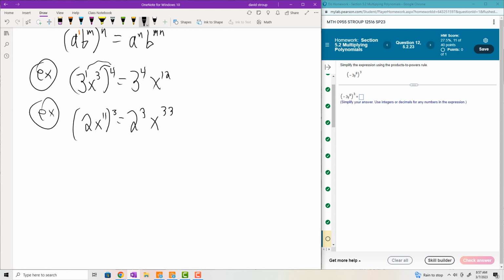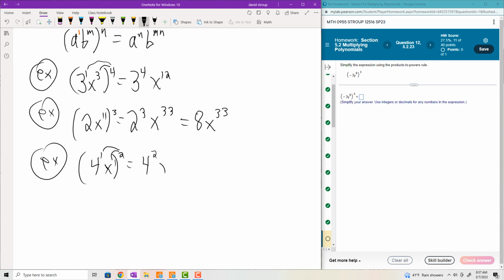So they want you to multiply it out when reasonable. So 2 times 2 times 2 is 8. Then the x to the 33. Let's say I have 4x raised to the 2nd power. So the exponent on 4 is 1, the exponent on x is 1, so that would be 4 to the 2 times 1 is 2, and then x to the 2 times 1 is x squared, so that would be 16x squared.